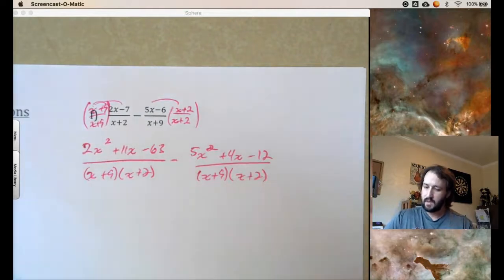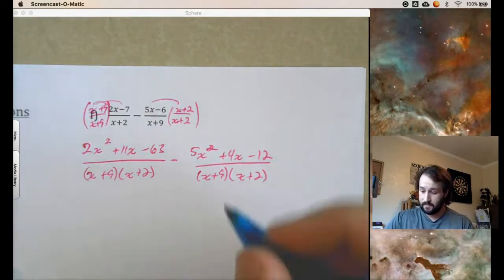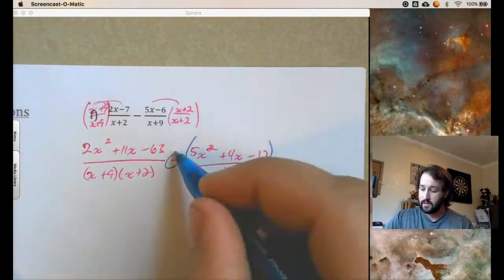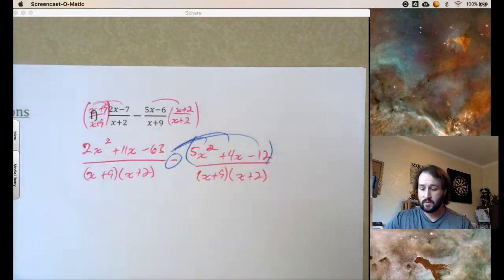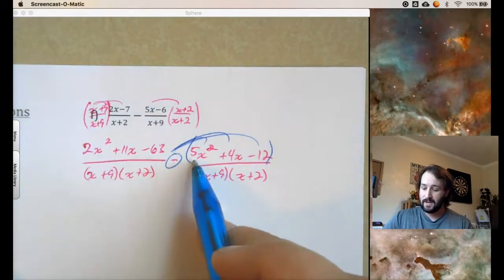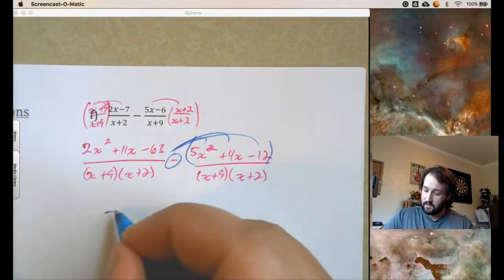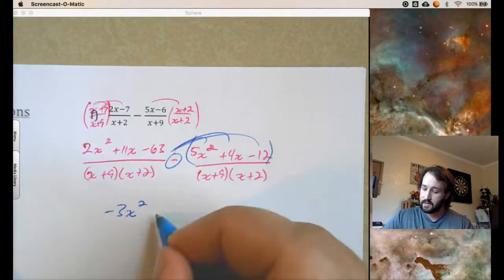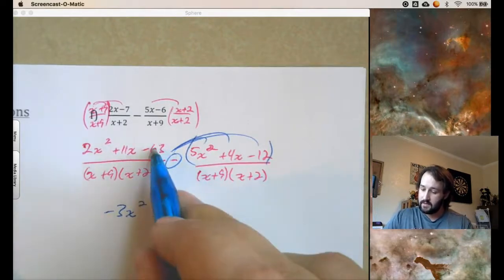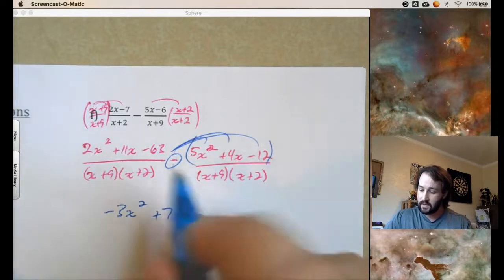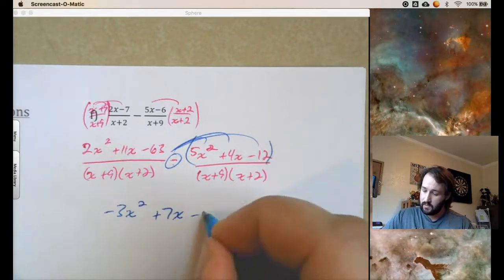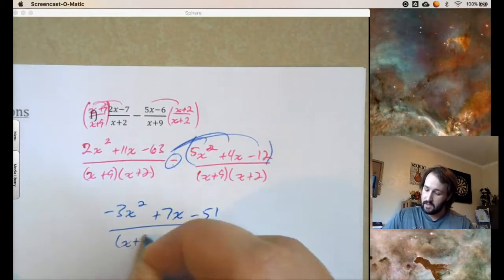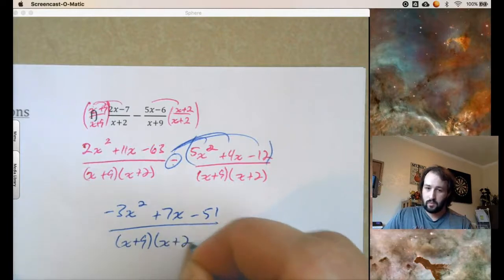Now something else you need to remember is that this minus applies to all of our numerator. So we need to distribute this minus when we subtract them. So 2x squared minus 5x squared would be negative 3x squared. 11x minus 4x is plus 7x. Negative 63 minus negative 12, so negative 63 plus 12 would give us minus 51. All divided by x plus 9 times x plus 2.